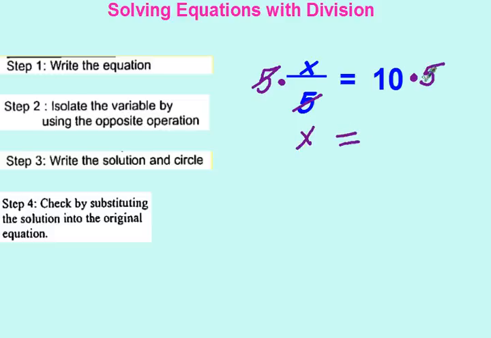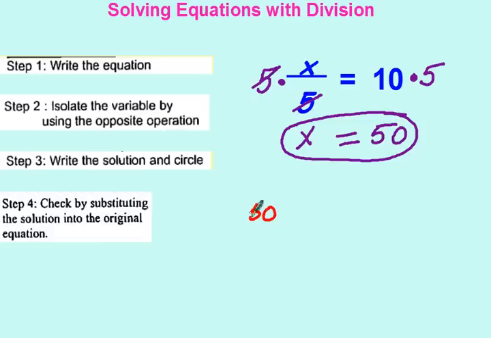Multiply the other side. 10 times 5 is 50. So we think the solution to this equation is x equals 50. Now we can prove that by putting it back in the original equation, x divided by 5. So 50 divided by 5 is 10. And that's what was originally in our equation. So there's your check step.